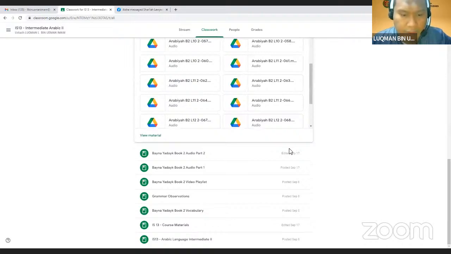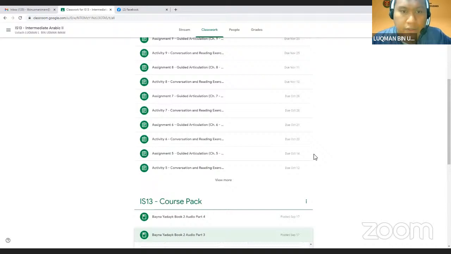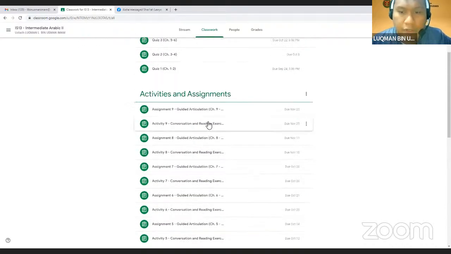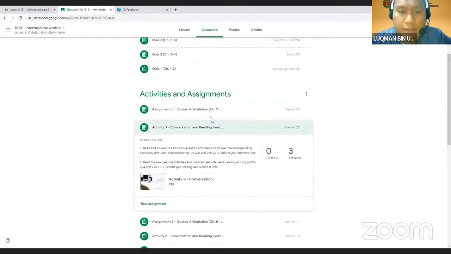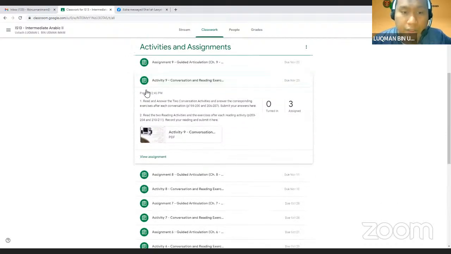Okay, alhamdulillah. So please refer to this. Now I have also uploaded your activity and assignment for this week. Here you can see activity 9. Read and answer the 2 conversation activities and answer the corresponding exercises after each conversation. Submit your answers here. Read the 2 reading activities and the exercises after each reading activity. You read it and answer it.